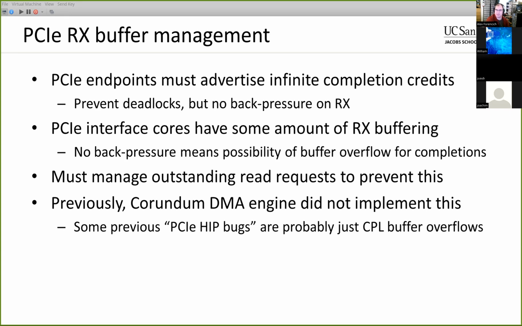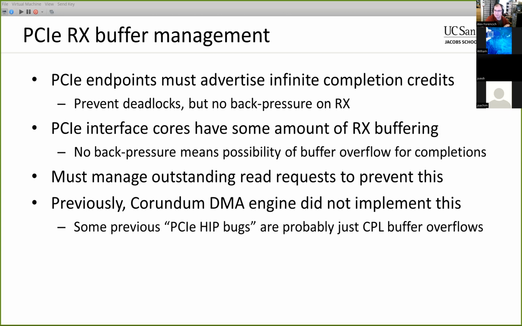But PCI Express interface cores usually have to do some amount of buffering on RX. Traffic that's coming in over the link has to be stored temporarily. Without the ability to apply back pressure for completions, you now have the possibility of overrunning this RX buffer. You can exert back pressure against the other types of requests, the posted and non-posted requests, but you can't do that for completions. One of the reasons we can get away with that is because a completion is always going to come in response to read requests.